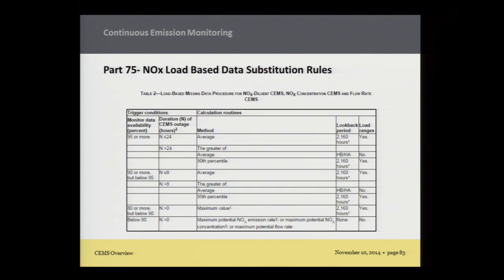So here are our NOx load-based substitution rules. NOx varies a little bit from SO2 and the others. Again, if you're 95% or more available and less than 24 hours, I get to use the average at 2,160 hours versus the 720. So you have to use a longer averaging period. And then again, if you jump down to the bottom, the maximum potential NOx emission rate or maximum potential NOx concentration or maximum potential flow. And it doesn't matter what period you're looking at, because you're using max.